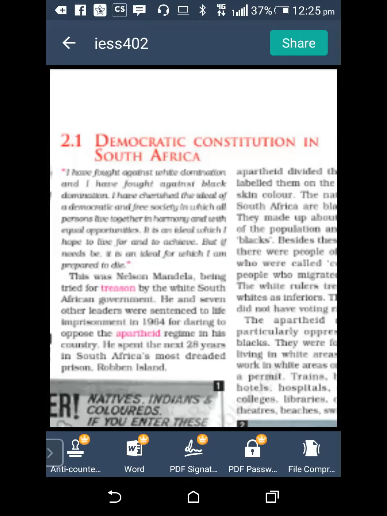I have cherished, मैं ये सोचता रहा और मैं enjoy करता रहा किसको? The ideal of a democratic and free society. मैं एक ऐसी society के बारे में सोचता हूँ और उसको enjoy करता हूँ जहाँ पे everyone is free in the society. सबके अपने अपने अधिकार हैं. No one single person is discriminated against anyone. किसी को भी discriminate नहीं किया जाता.